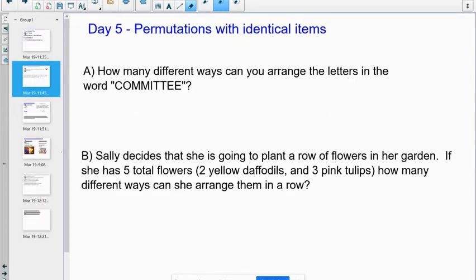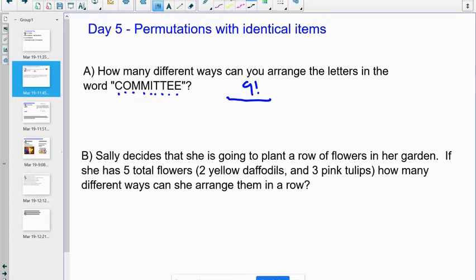So here's some review from day 5, permutations with identical items. It says, how many different ways can you arrange the letters in the word committee? First of all, remember our first step is that you'd count up the total letters. 1, 2, 3, 4, 5, 6, 7, 8, 9. So we have 9 letters, so that's 9 factorial, the numerator, because it's the total letters, divided by the number of repeats.